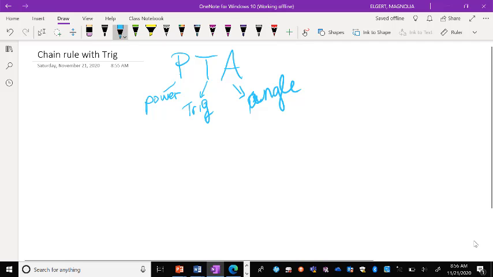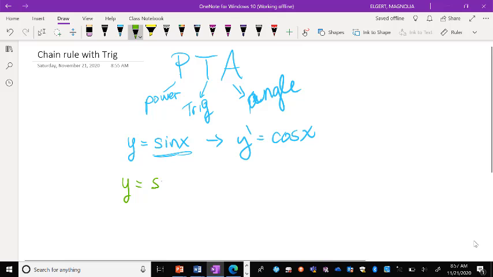So let's look at a function. Let's use sine. So we know that sine, if we want the derivative of that, is cosine. That one's the basic parent function, so we don't need PTA. Let's try this. What if I have y equals the sine of 4x? Now this one is a composite function because 4x is not the parent function. So when we take the derivative, we have to think of PTA. First of all, is there a power? There's not a power. Technically it's 1, but there's not.